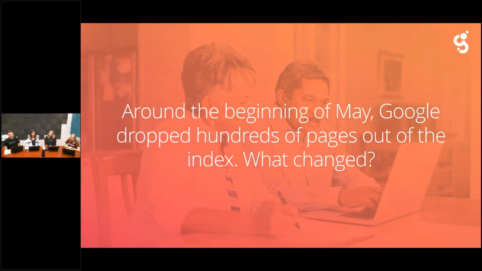All right. Around the beginning of May, Google dropped hundreds of pages out of the index. What changed? So things constantly change within Google. Google says that their algorithm updates once every 9 minutes. I think it's a lot faster than that, but that just goes to show that their algorithm is updating constantly. So that means that things can come in and out of the rankings or show or not show.